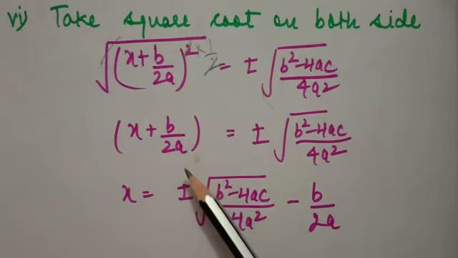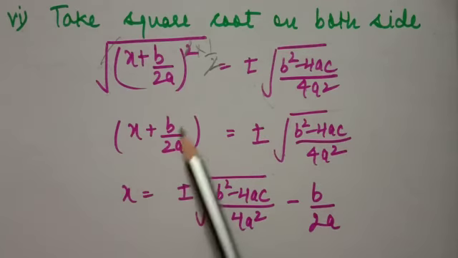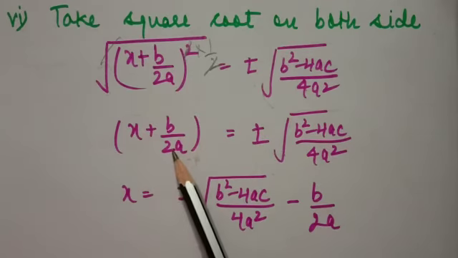So x plus b upon 2 is also equal to plus minus root of this number, and then for finding the value of x, we will shift this number to the right hand side. This is the value of x in the completing the square method.